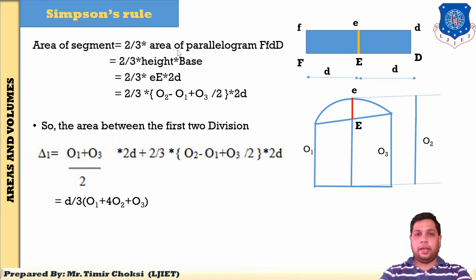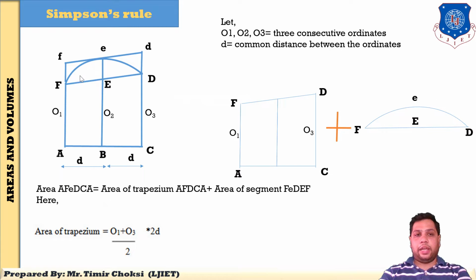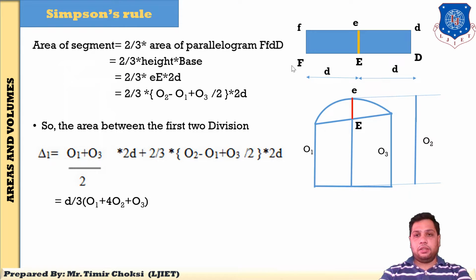Area of segment equals 2/3 area of parallelogram. So what is the area of the parallelogram? I have taken one reference rectangle box, a parallelogram F, small f, small d and capital D. So here F, small f, small d and capital D. So this is the area of the parallelogram.